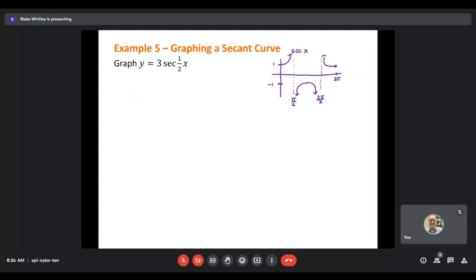All right, so first thing I want to do, I notice here I have a k value, so let's find the new period. So we're going to take 2 pi divided by 1/2. That's the same thing as 2 pi times 2 over 1. And 2 pi times 2 is 4 pi. So basically our period increased from 2 pi to 4 pi.